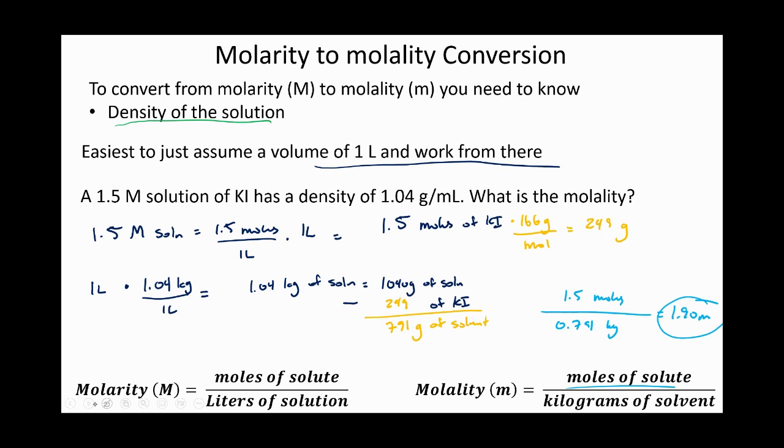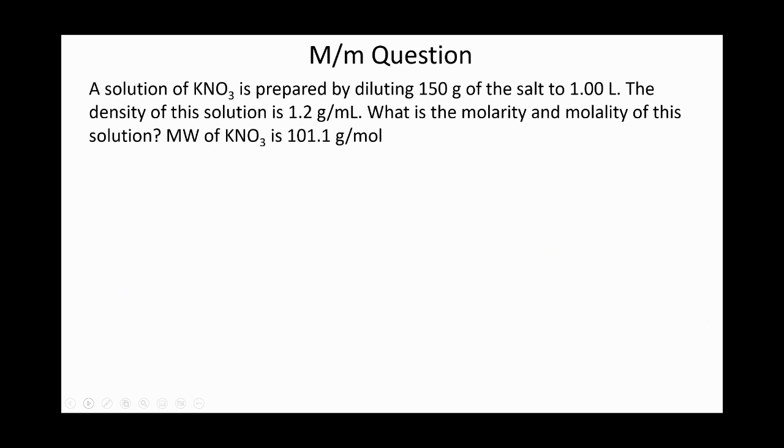And so the last thing we'll do with this presentation is I'm going to give you a question. I want you to read through this question, pause the video right here, and try to solve this. What we're looking at is a solution of potassium nitrate made by diluting 150 grams of the salt. So we can write down what we know: 150 grams of potassium nitrate.